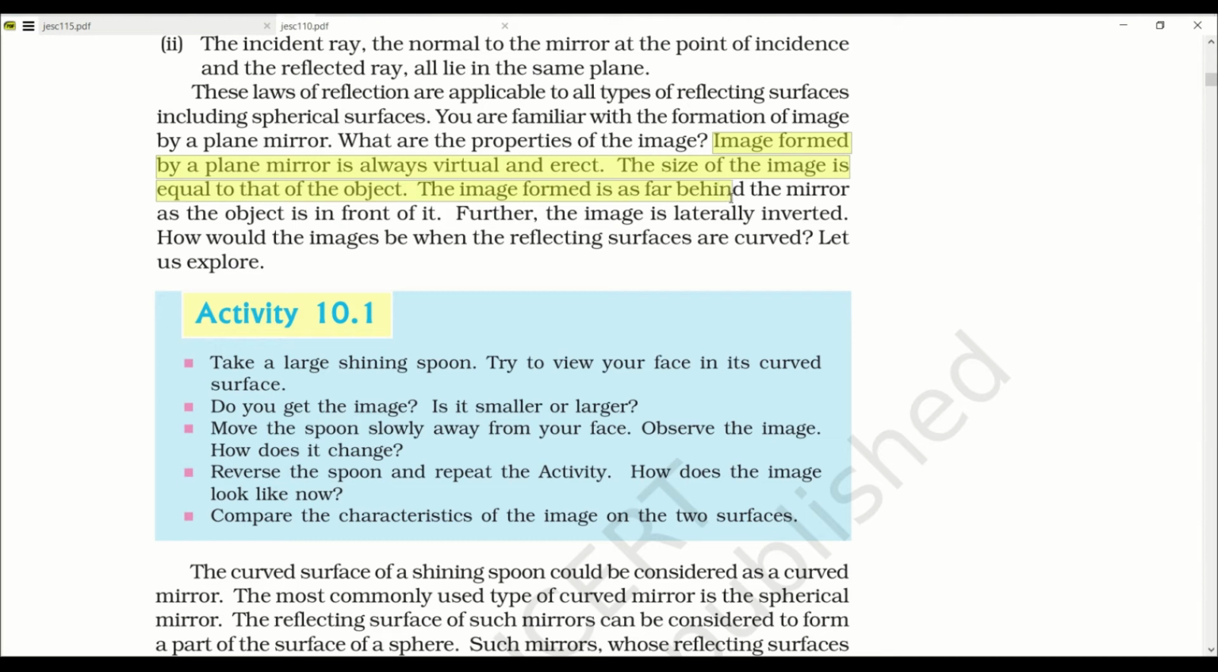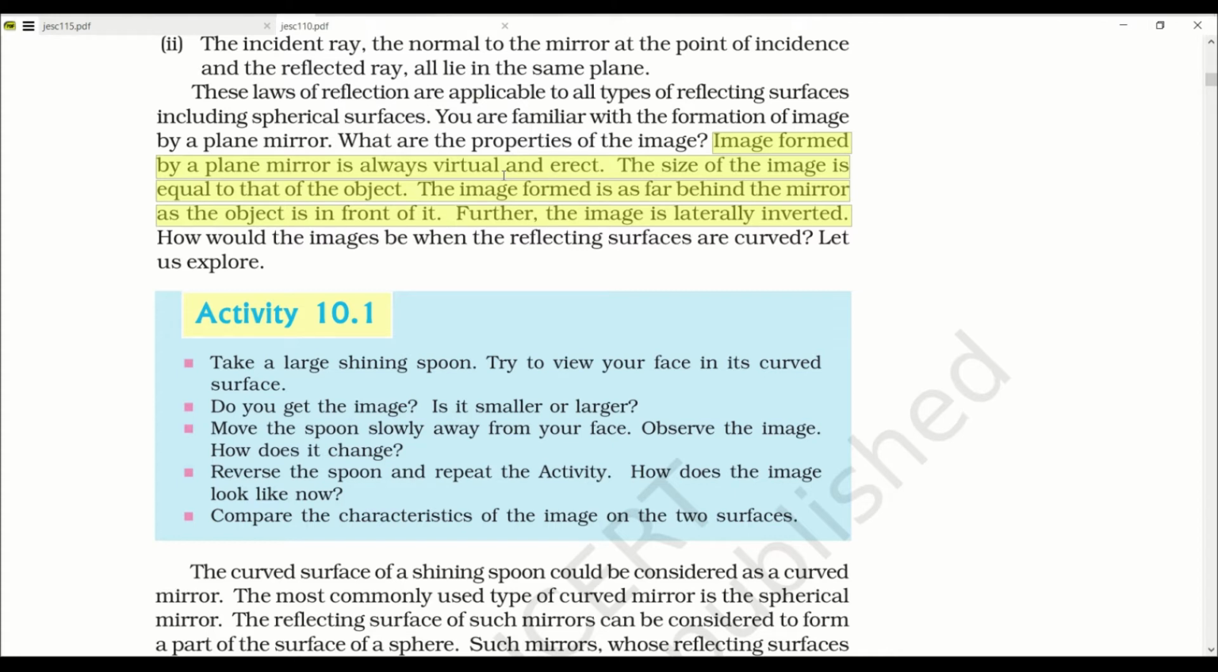The size of the image is equal to that of the object. The image formed is as far behind the mirror as the object is in front of it, and the image is laterally inverted. The image is always virtual and erect. When you stand in front of the mirror, you see yourself of the same size and of the same height, and in the same manner.